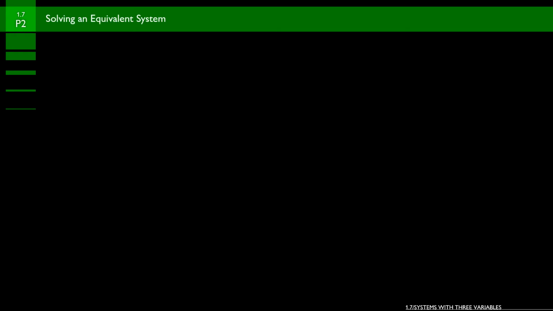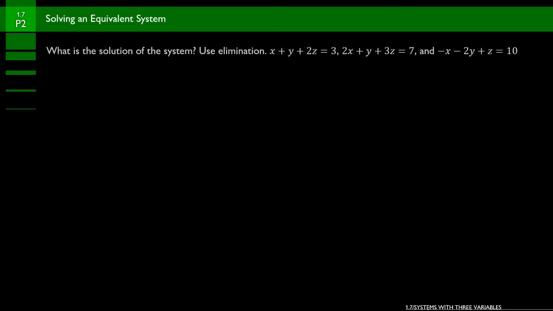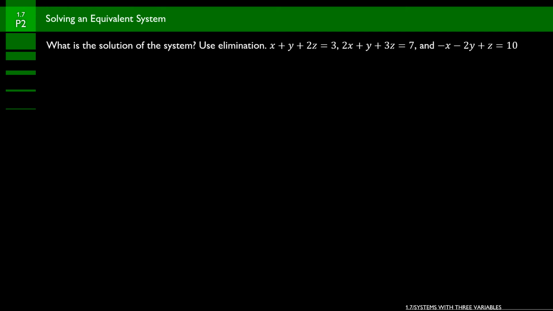In problem number 2, I'm going to solve an equivalent system. This time I'm given x plus y plus 2z equals 3, 2x plus y plus 3z equals 7, and negative x minus 2y plus z equals 10. In this case, I'm going to eliminate the x's. So I'm going to stack x plus y plus 2z equals 3 on top of negative x minus 2y plus z equals 10. My x's eliminate. I'm left with negative y plus 3z equals 13.